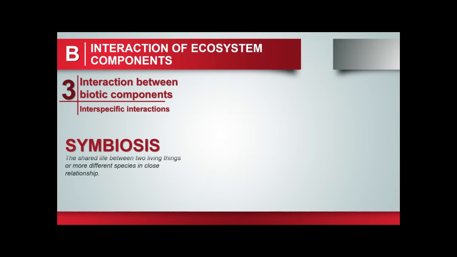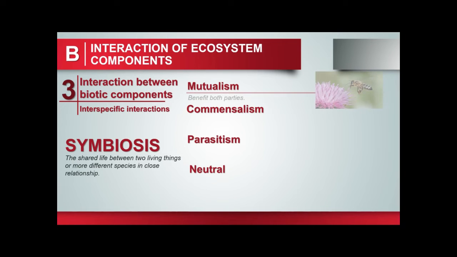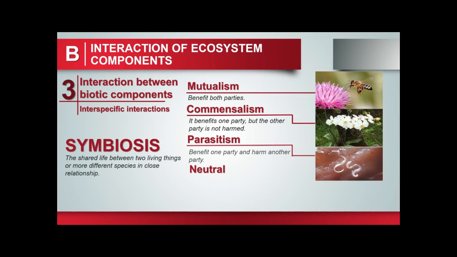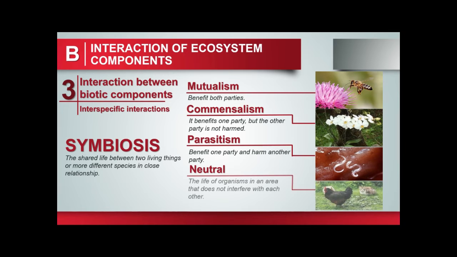Symbiosis means the shared life between two or more living things of different species in a close relationship, divided into mutualism, commensalism, parasitism, and neutral. Mutualism symbiosis benefits both parties. Commensalism symbiosis benefits one party, but the other party is not harmed. And parasitism symbiosis benefits one party and harms the other party. And the last is neutral, the life of organisms in an area that don't interfere with each other.